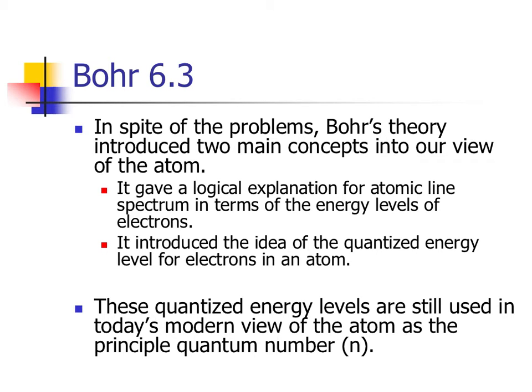And what that is, is the principal quantum number. The principal quantum number, also known as n, is equal to the row number. The principal quantum number is equal to the row number.